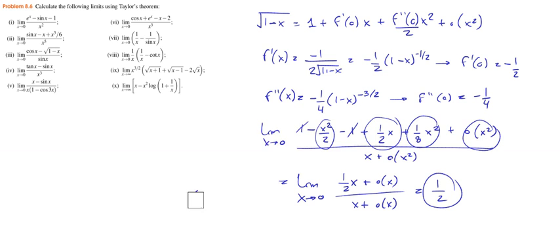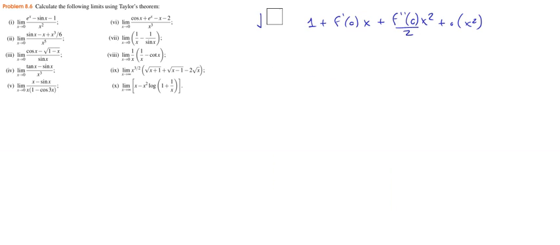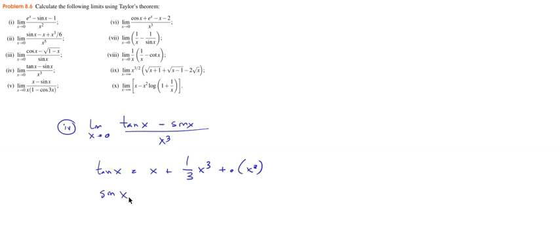Now let's see. Part 4. Part 4 is the limit when x goes to 0 of the tangent of x minus the sine of x divided by x cubed. So we have to write up to x cubed, and so the tangent of x is x plus 1/3 of x cubed plus small o of x cubed. The approximation of the tangent is useful to remember up to third degree, right?